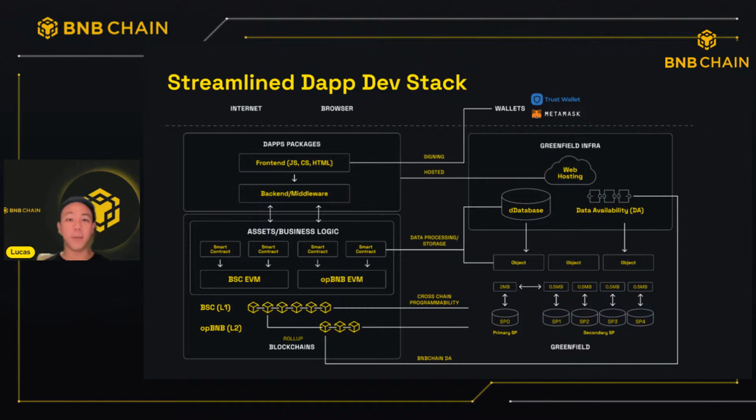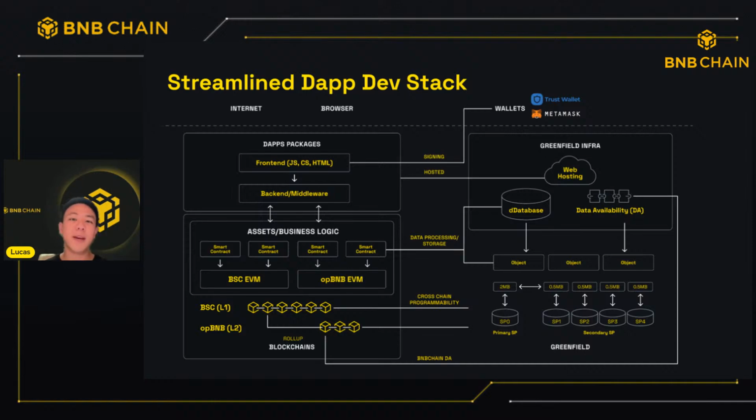Subsequently, you're going to have a backend or middleware that communicates with your smart contracts. The business logic and the assets will be held on the smart contract itself, which can either be on BSC or opBNB, depending on your business case. Subsequently, you can have this data communicated or stored into the Greenfield infrastructure. The Greenfield infrastructure is a decentralized database, and we are highly available through multiple storage providers. These providers consist primarily of the primary storage providers and the secondary storage providers, which will use techniques such as sharding to ensure that you get high data availability through our infrastructure.